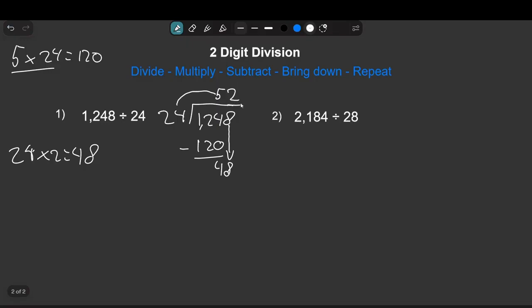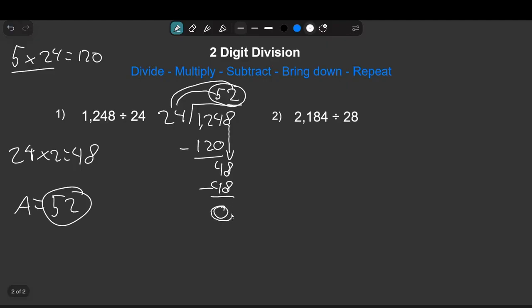So we write the 2 right here. Now again, we multiply 2 by 24 and we get 48. We write it below and we subtract. 48 minus 48 is 0, and this is our perfectly done final answer. So our final answer equals 52.